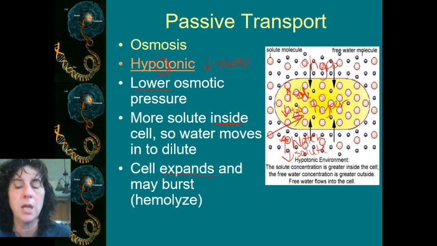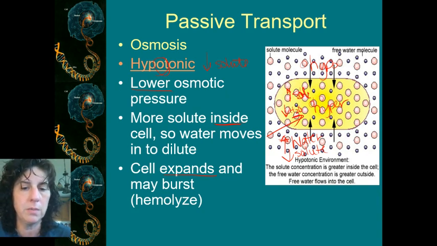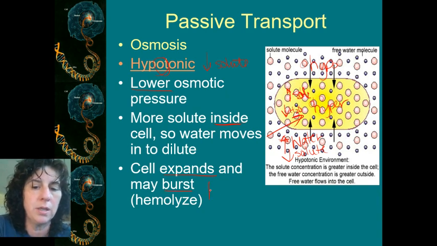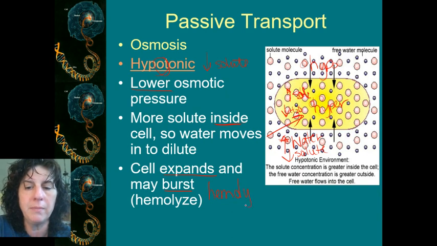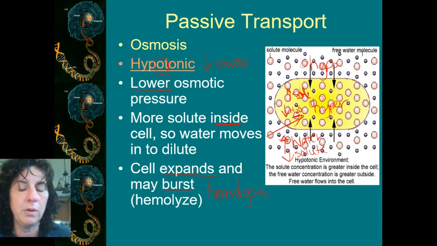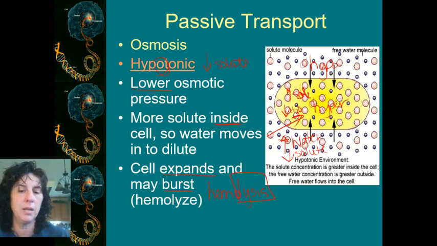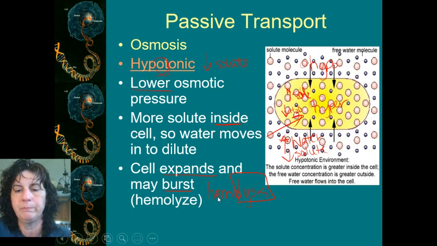It expands. And if it continues to get bigger and bigger and bigger, that cell membrane can only take so much pressure. It may actually burst, and we call this, it says hemolyze there, that's a verb. The noun is hemolysis. So it may go through hemolysis, or just simply put, lysis. Lysis means to break, okay?